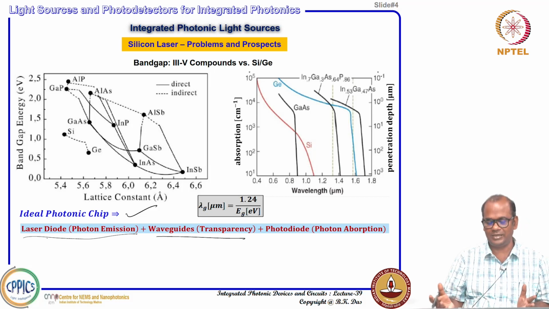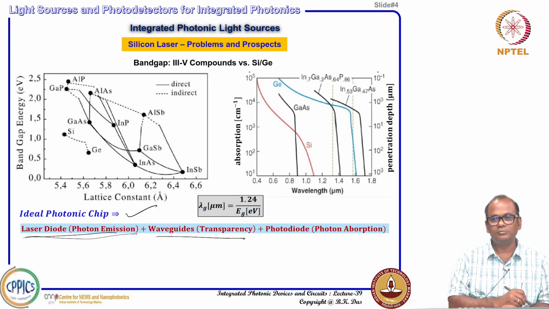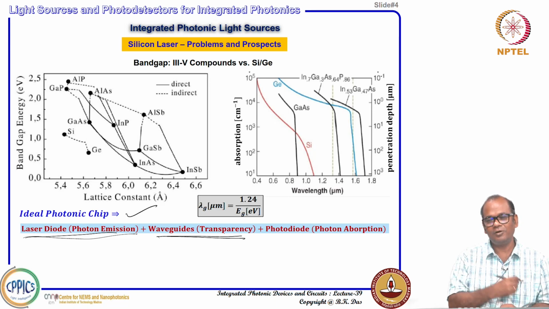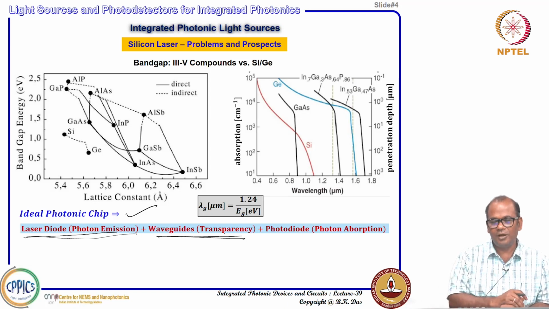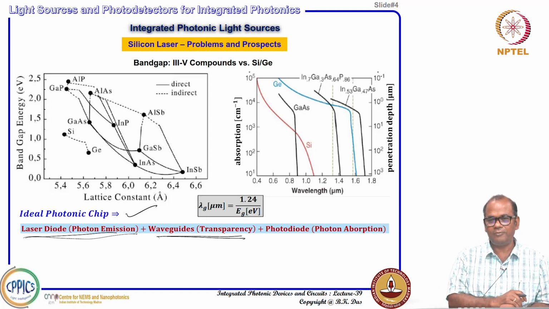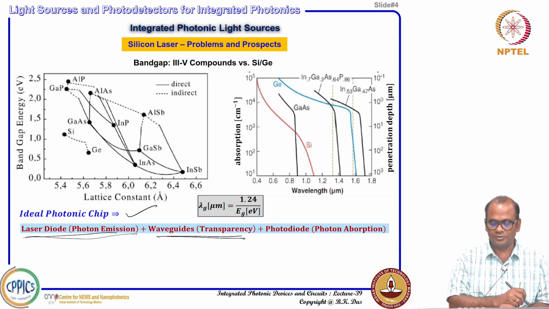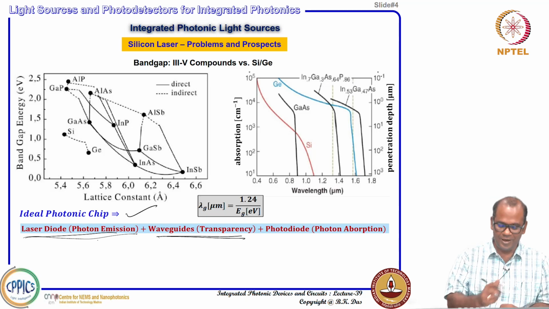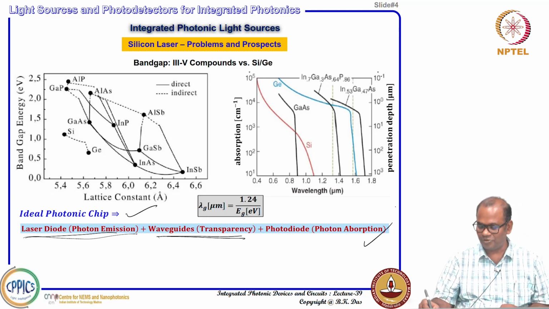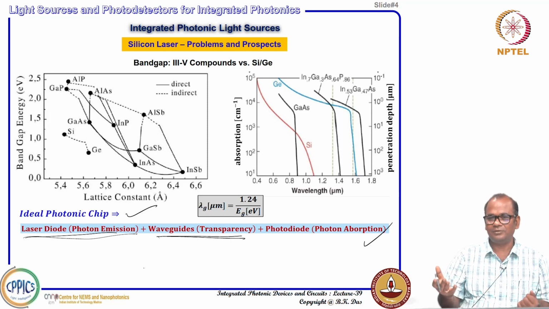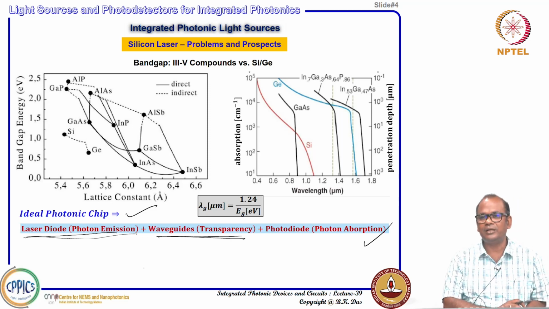If you want a material for a laser diode with photon emission, that cannot be good for a waveguide, because the photon can be reabsorbed. For a waveguide you need low loss, absorption should be absent, and at the same time the photodiode requires photon absorption. So, you need a material where photon emission, photon absorption, and also photon transparency are required. It is very difficult to get a material with a normal simple structure where you can get all three simultaneously.